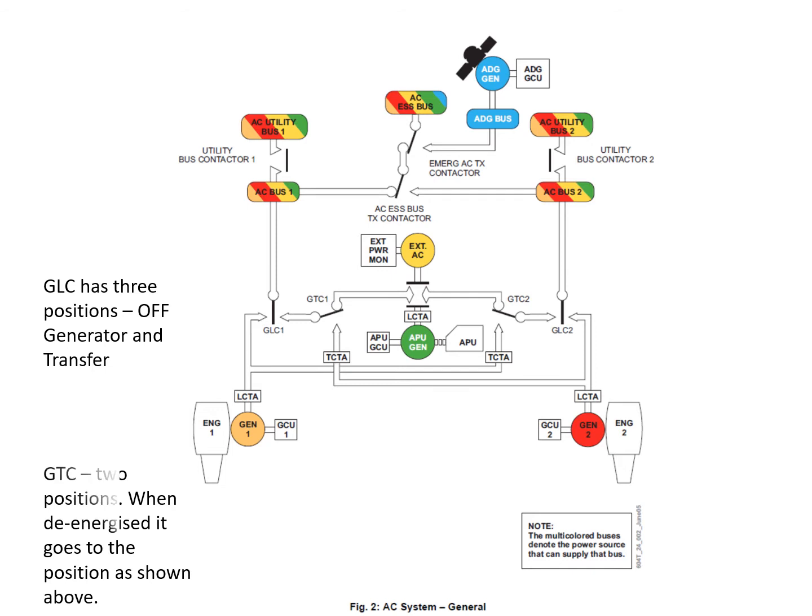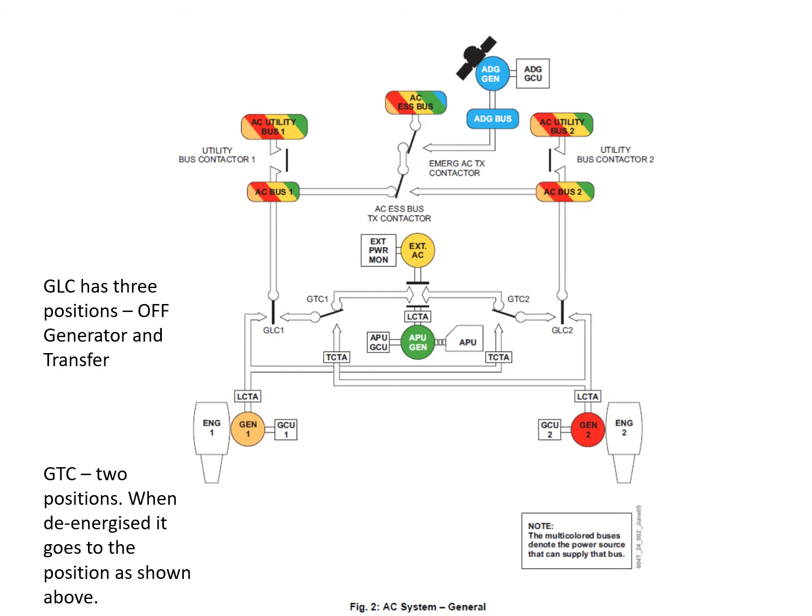Generator tie contactor. The GTC, the generator tie contactor, has got two positions. When it is de-energized, it goes to the position that's shown in the position above. The utility buses, remember, are shed in the event of a single IDG fail, unless we're in a weight on wheels and the flaps are not at 0.